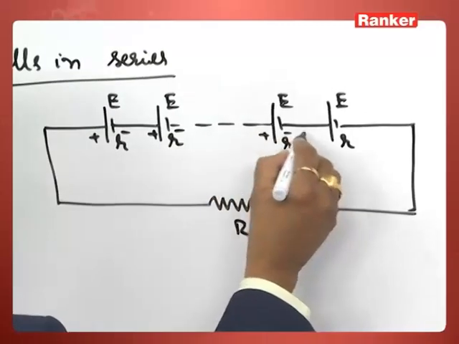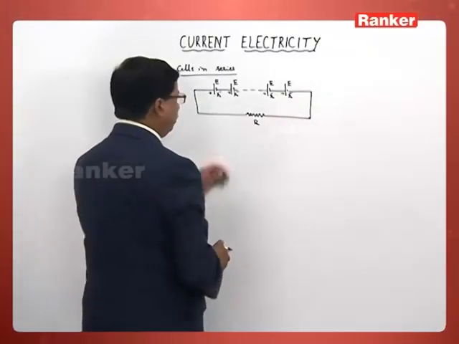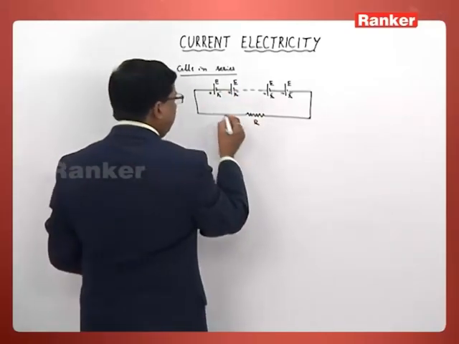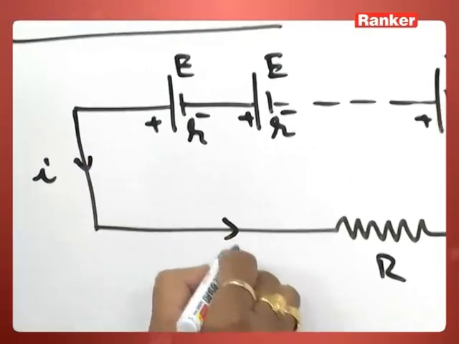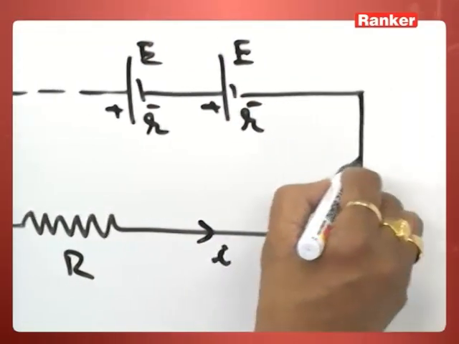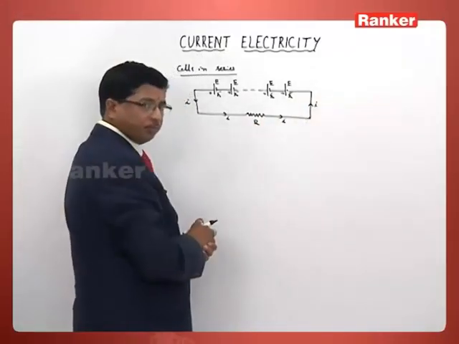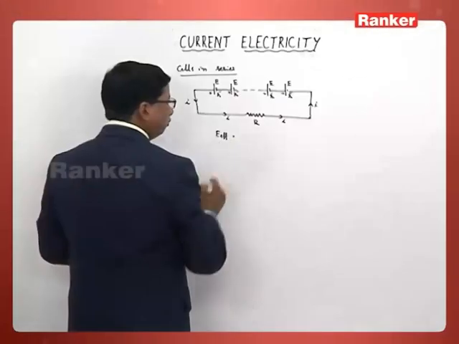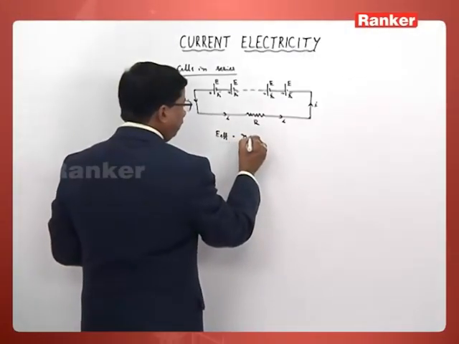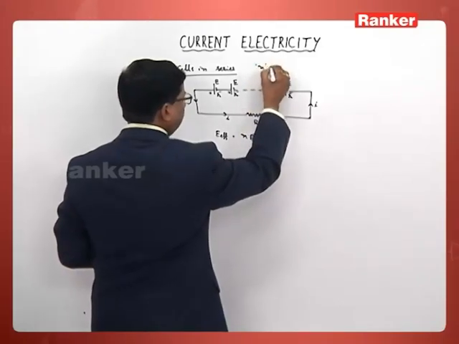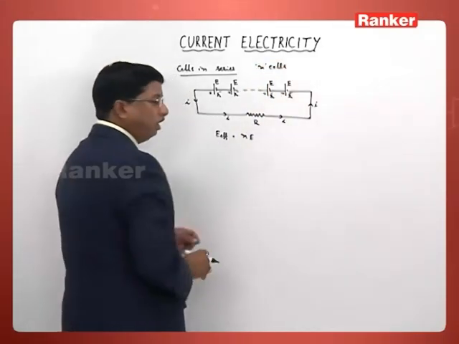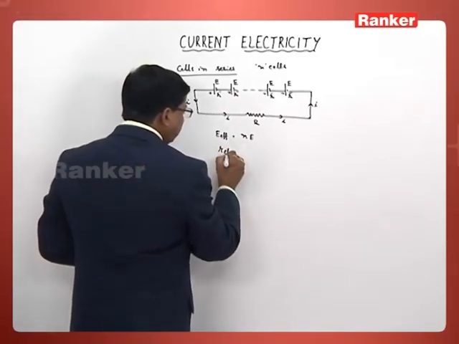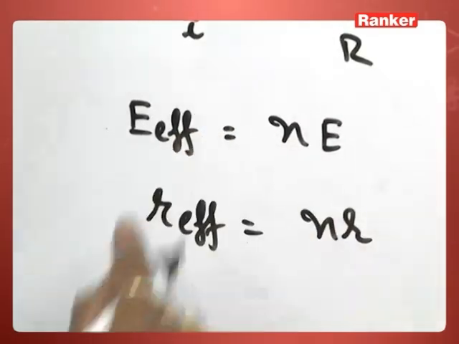The order in which we have connected them, just look at that one, positive, negative order we are taking up. Now this is the external resistance R and this is the direction of current that is flowing across the circuit. In this regard, what would be the effective EMF? We can understand directly as nE. That means how many cells we are taking up here? n cells. And what would now be the effective internal resistance? That will again be nr.